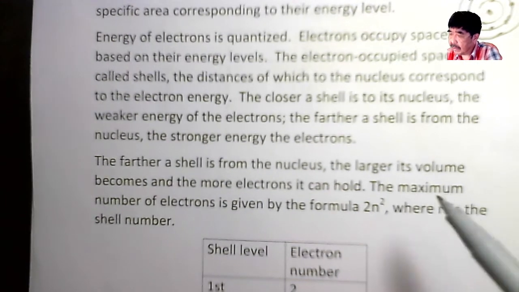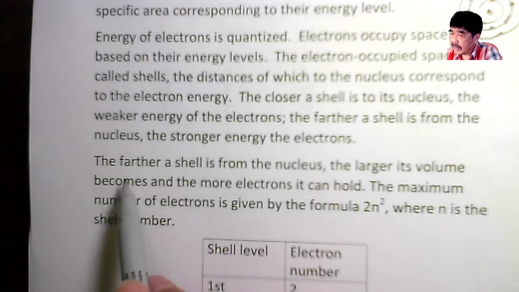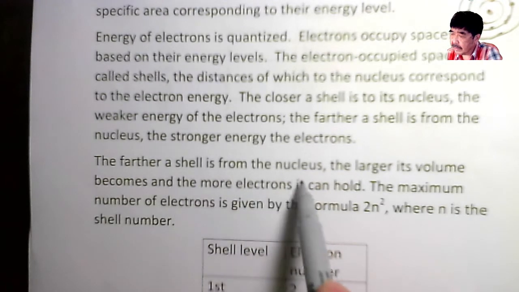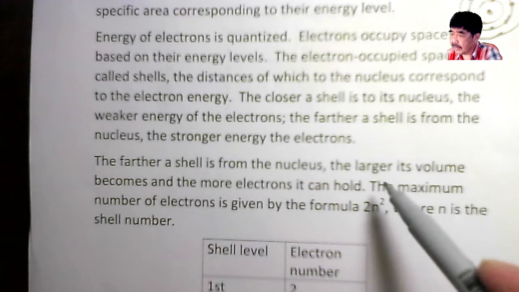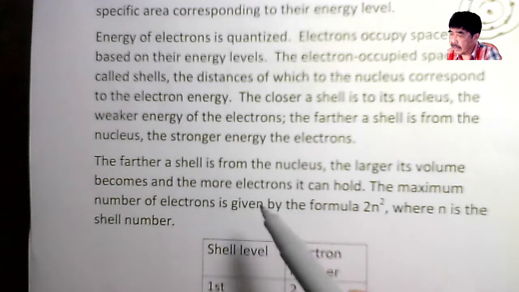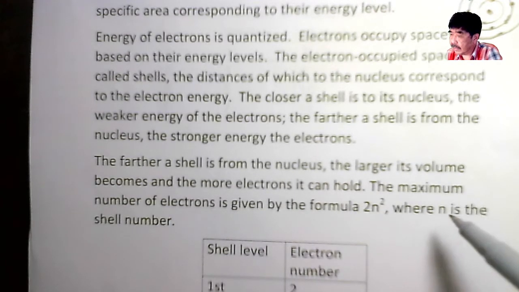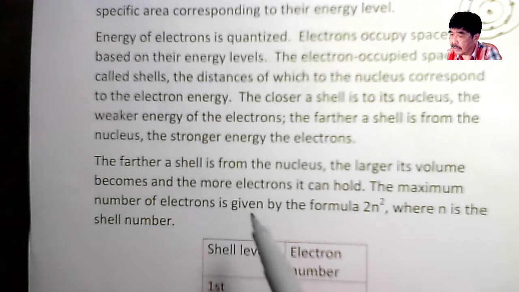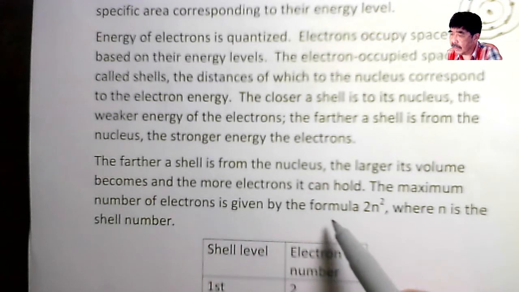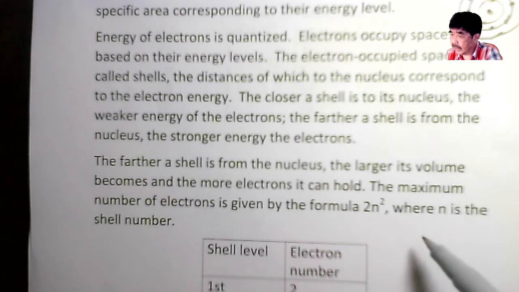The volume of the shell is also different. The farther the shell is from the nucleus, the larger the volume of the shell, and the more electrons it can hold. The maximum number of electrons is given by the formula 2n squared, where n is the shell number.